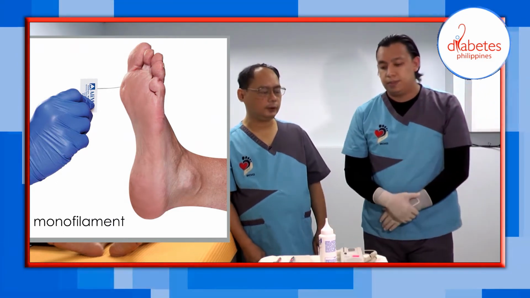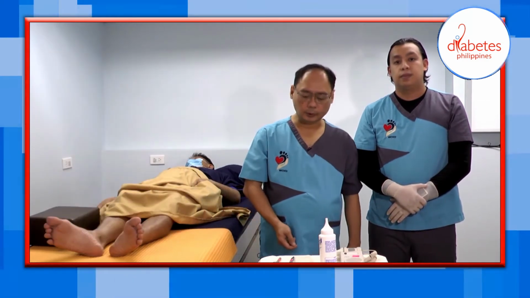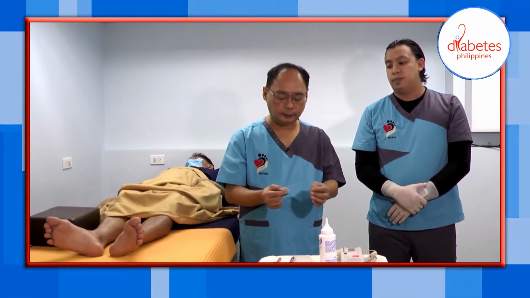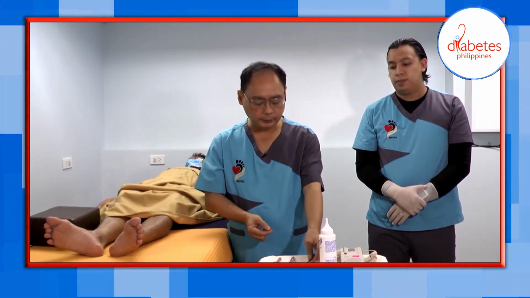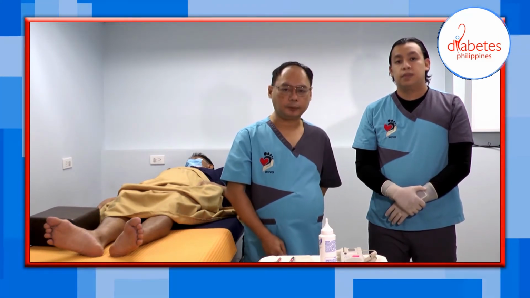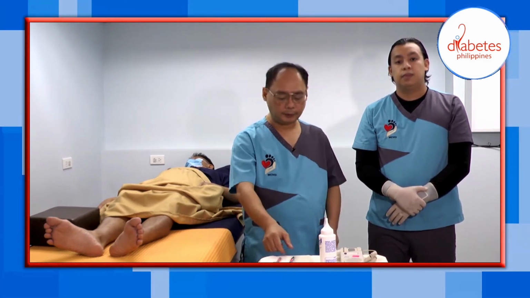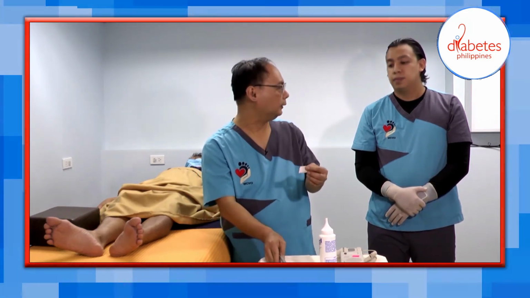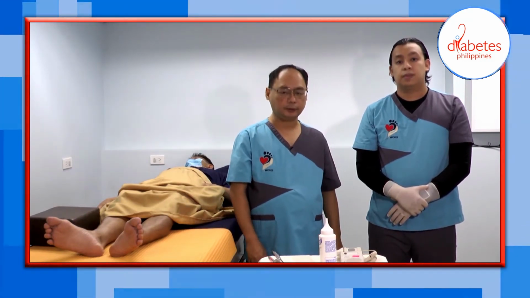What we don't have here is the biothesiometer, or vibration testing. In testing the neurologic status of the patient, the use of the monofilament can already tell that the patient has a loss of protective sensation. Here in the Philippines, we don't have the biothesiometer, although some institutions do, but it's not necessary. If you have the neurologic hammer, the tuning fork, and the monofilament, it's already adequate to know if the patient has a loss of protective sensation.